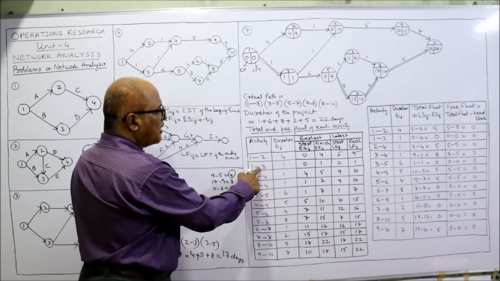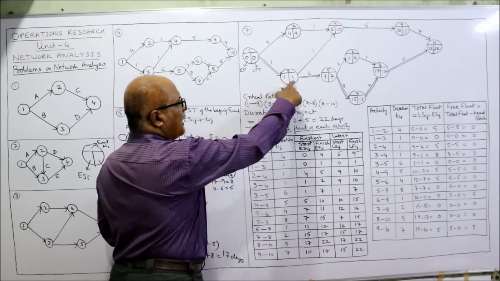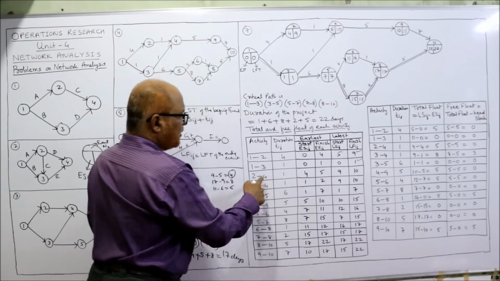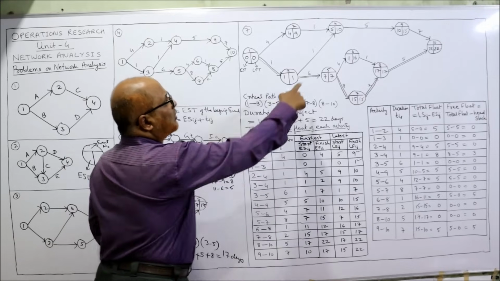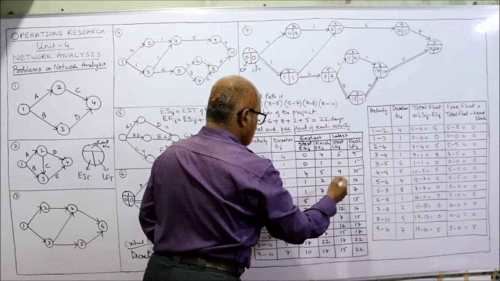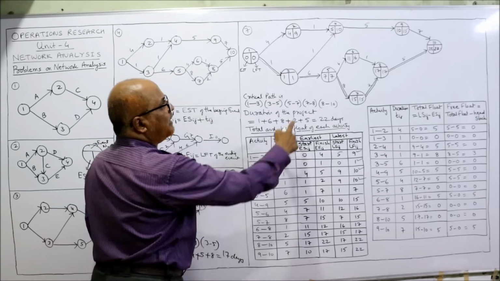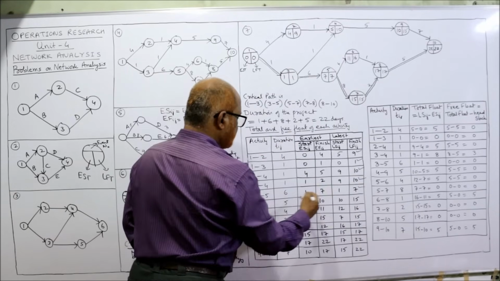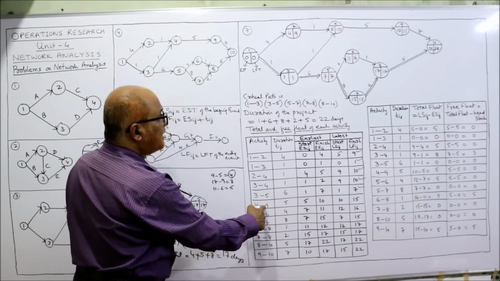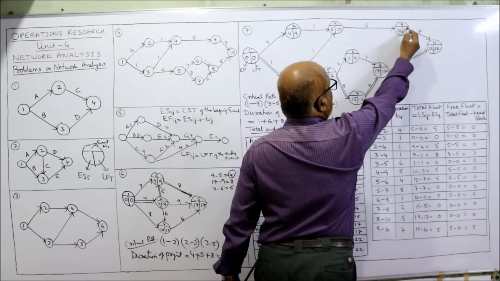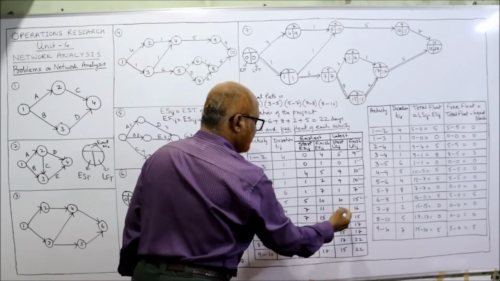Now third event. What is the LFT of third event? 1. I have taken 1. Fourth event. LFT of fourth event is 10. Here also fourth event LFT is 10. Fifth event LFT is 7. Then ninth event LFT is 15. So here I have taken 15.